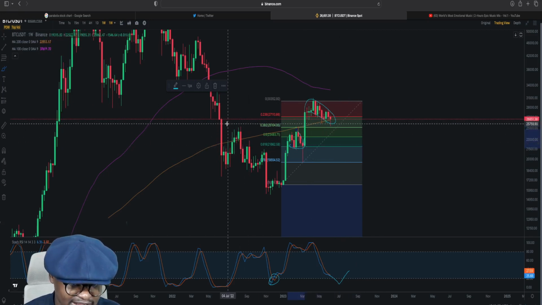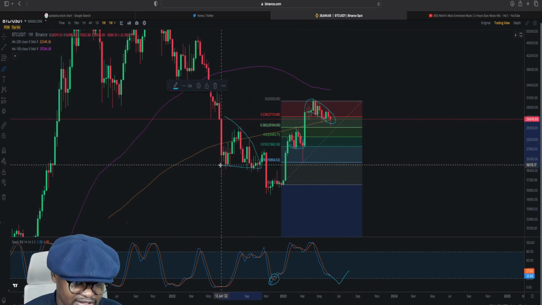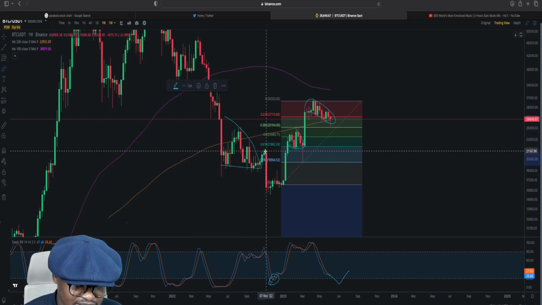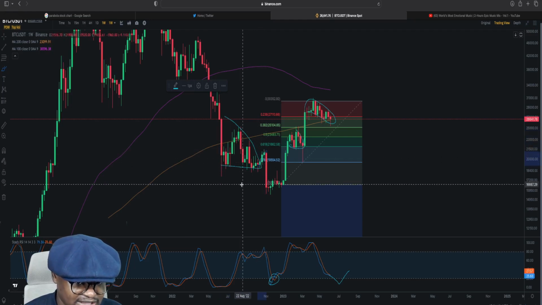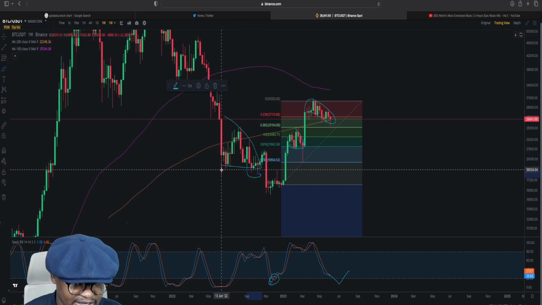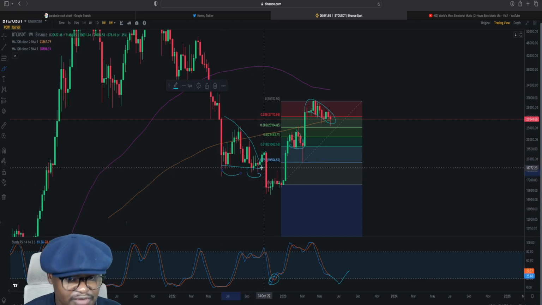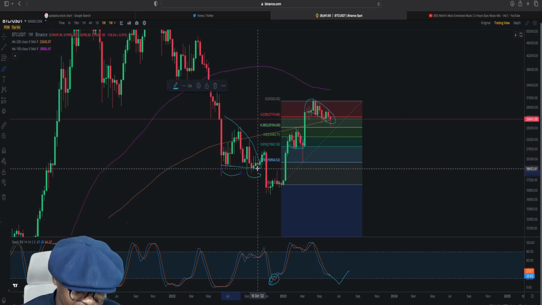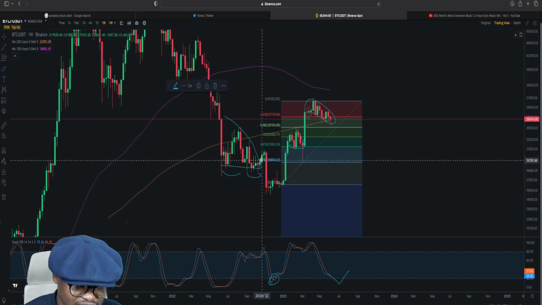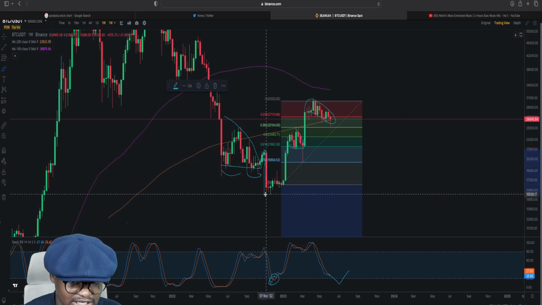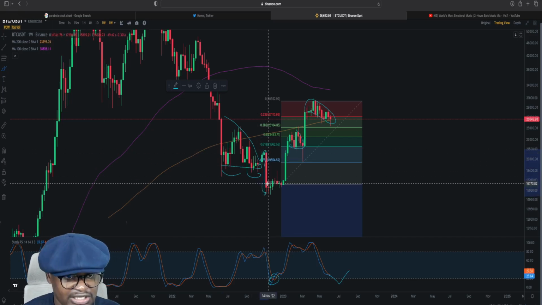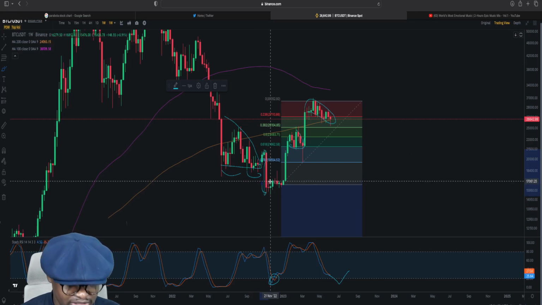Look at this descending triangle right here. As it bounced to the upside, everybody expected that that was the double bottom right here. But no, that's the wrong side. You want the wrong side taken out first. So as it is the wrong side, price comes back down like so. So the first side, mostly, not always, but mostly the first side will be the wrong side.